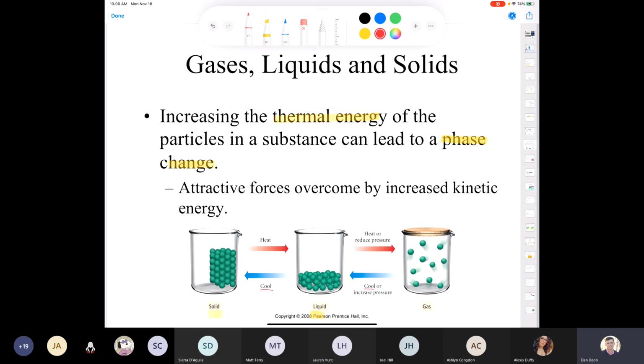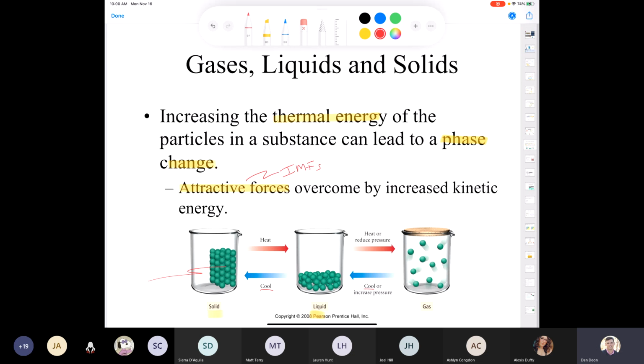Again, what am I trying to get at here? Why are we talking about gases, liquids, and solids, which is something we talked about at the very beginning of this class? Why are we discussing it in this chapter? Because you need to understand the attractive forces, right? What are the forces of attraction between particles of matter? Intermolecular forces.